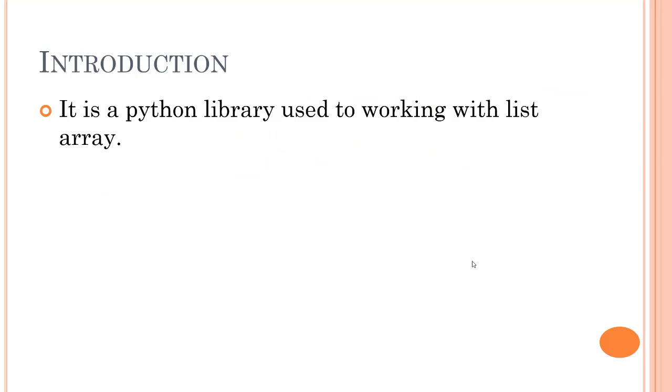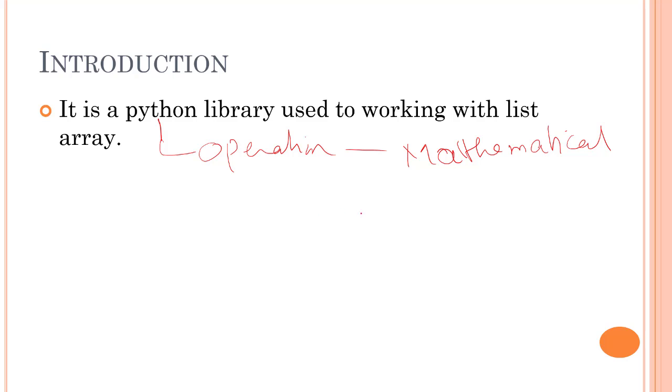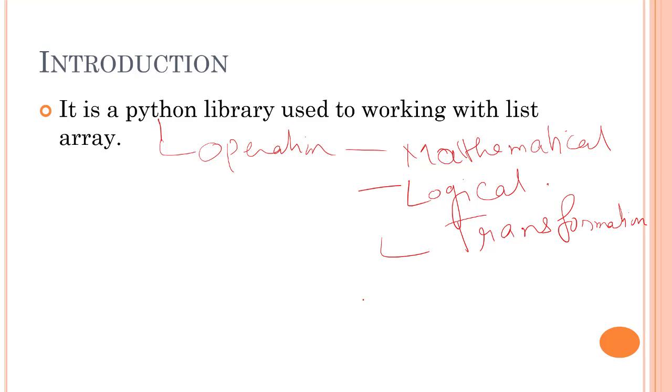Now we'll see some operations of the Python library NumPy. There is a variety of operations, so we'll concentrate on some of them. Whenever we work with the NumPy library, we follow some operations. We are working with mathematical operations, logical operations, and transformations. Then we move to shape manipulation. If we work with shapes, we'll be working with shape operations.